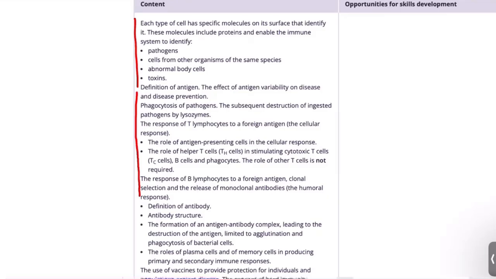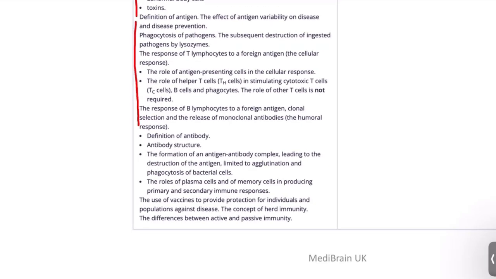We've looked at clonal selection. We've not looked at monoclonal antibodies. Monoclonal antibodies is going to be a lesson coming up soon. We have looked at basically everything your body does to defend yourself against pathogens. What we haven't looked at is the definition of an antibody, antibody structure, the formation of an antigen antibody complex, and agglutination. We've looked at plasma cells and memory cells in the secondary immune response.